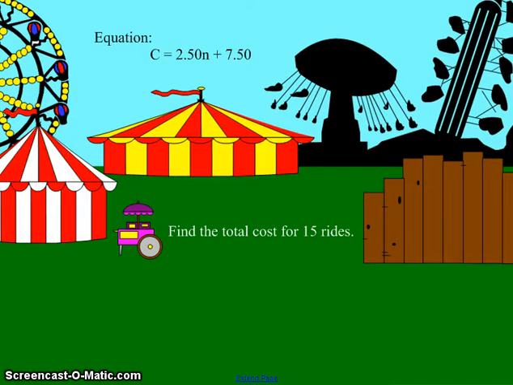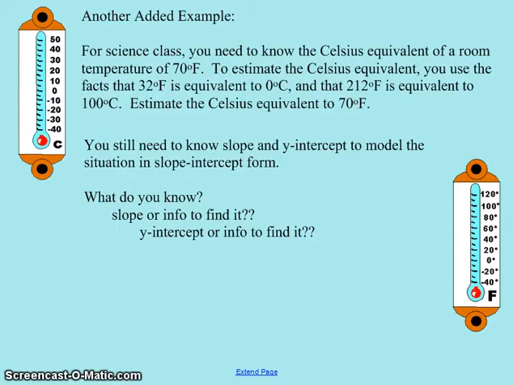That means if they're going to ask me questions like, what's the total cost for 15 rides? That's my x value. My cost equals $2.50 times the 15 rides plus the $7.50 starting fee. And we can just solve for that. In this story, same question. Did we get point and slope, or did we get 2 points?